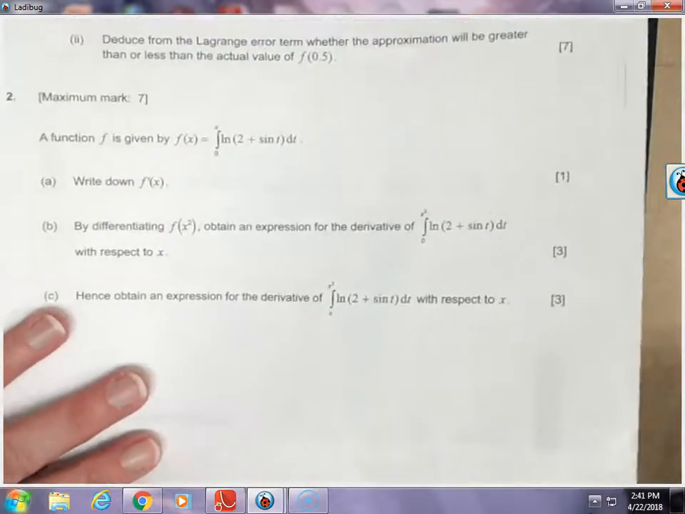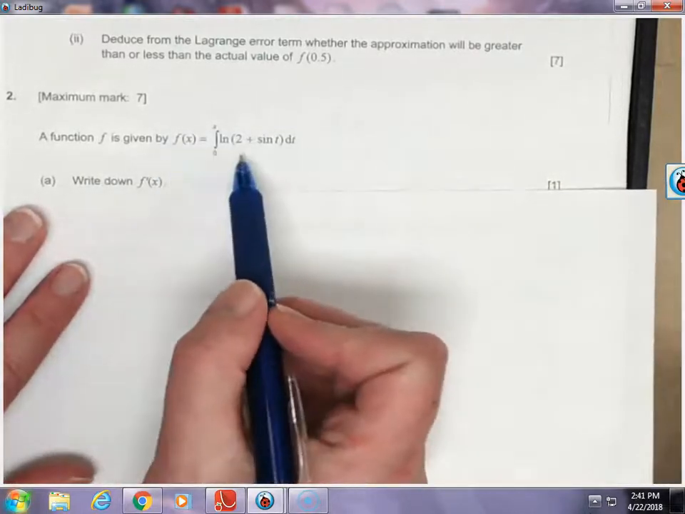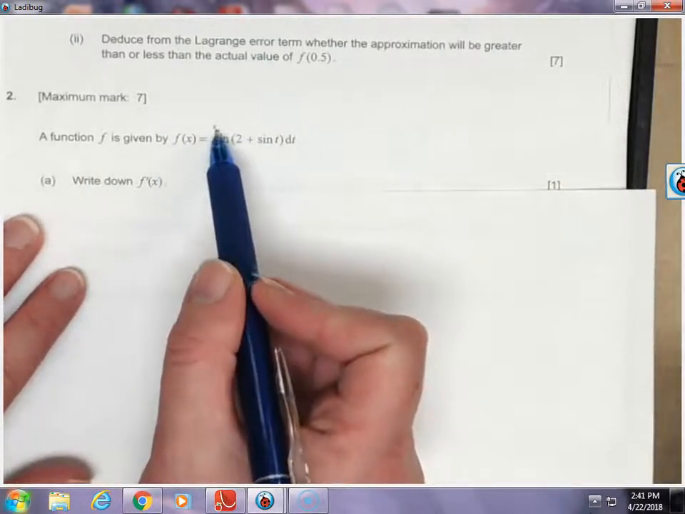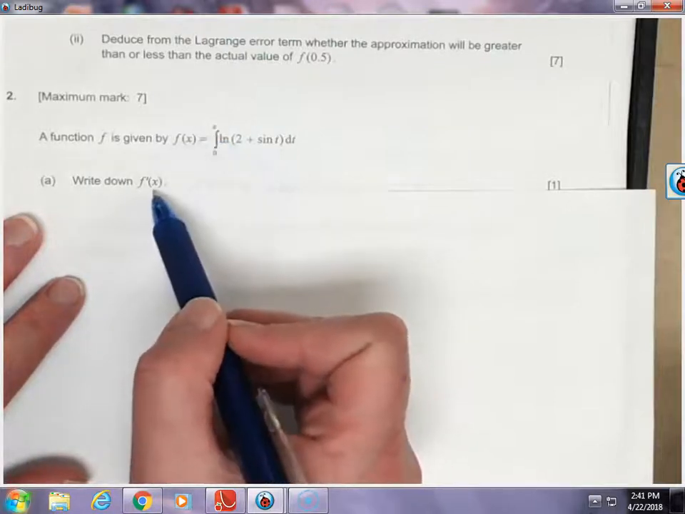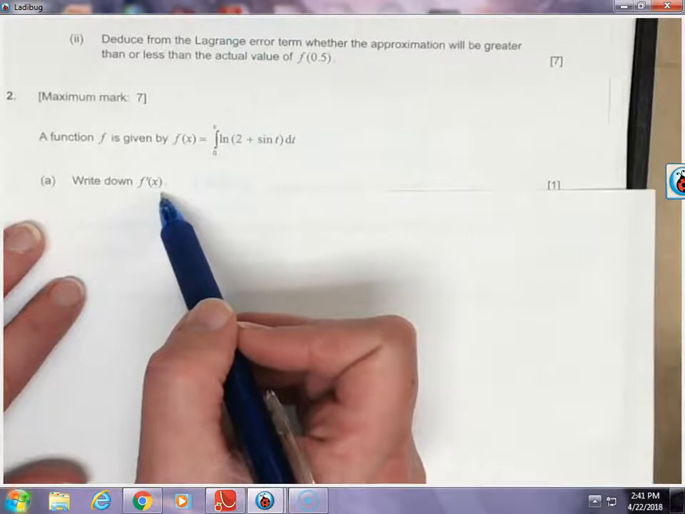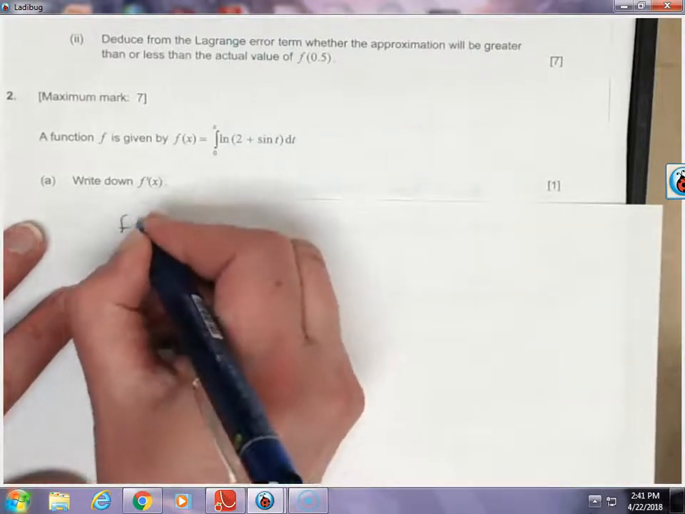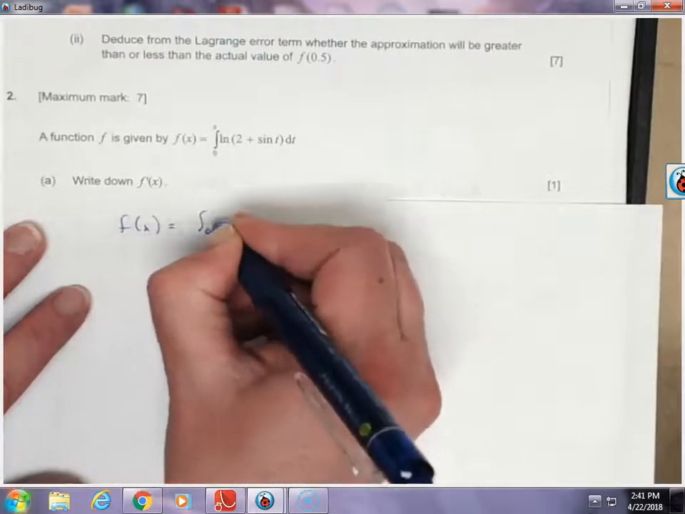Okay, so let's take a look at what they're asking us here. It says, here's your function. Notice, constant, and we've got a variable here. It says, write down f prime of x. Okay, so they know that's not supposed to be much work. It's only one mark there for that. So I just want to kind of write my function. Makes me feel better.